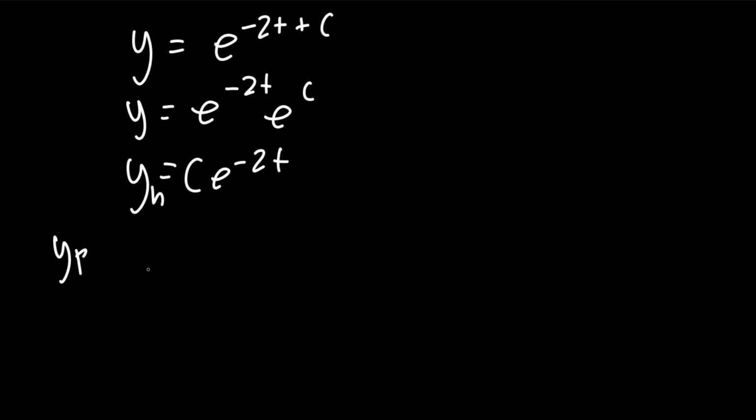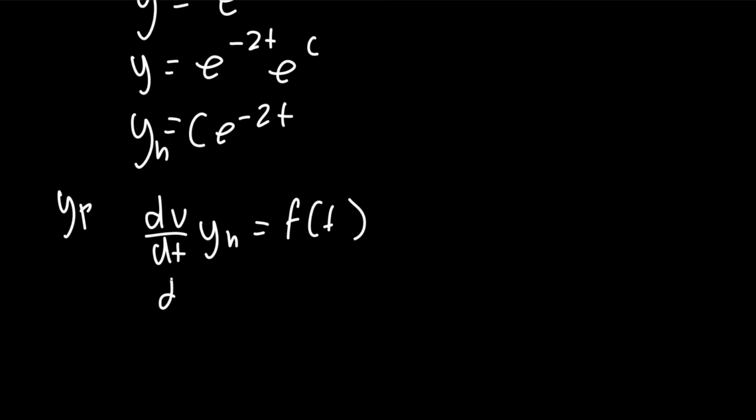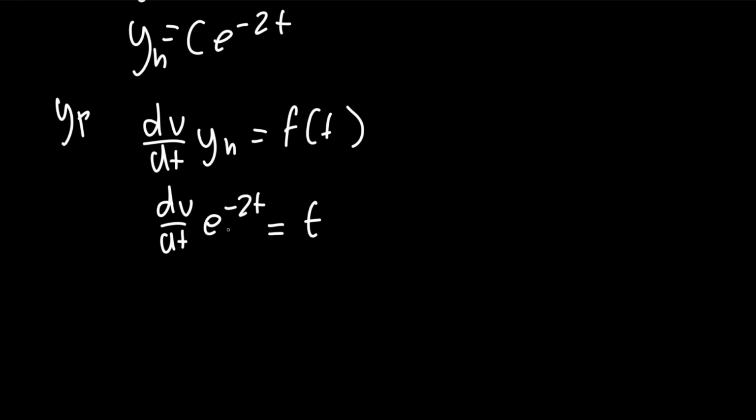Now onto our y of p, which is dv/dt times our y of h, which equals our f of t. So dv/dt times our e to the minus 2t equals t. So we can assume c equals 1. That's what I mean by that c disappearing pretty frequently. So we'll worry about that c at the very, very end. For now, just assume it's whatever's easiest.